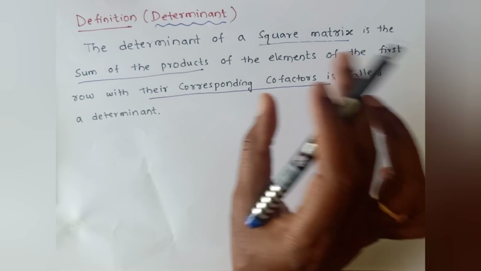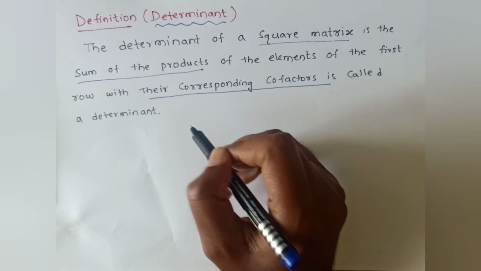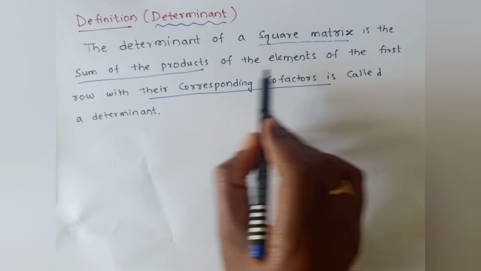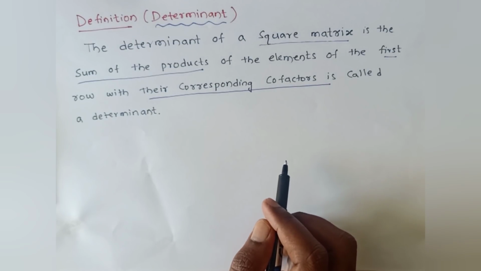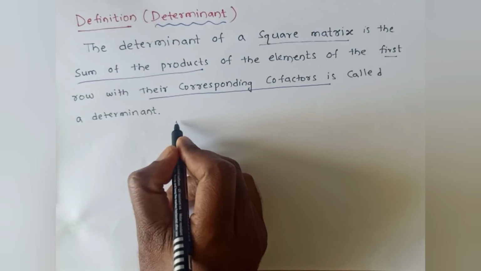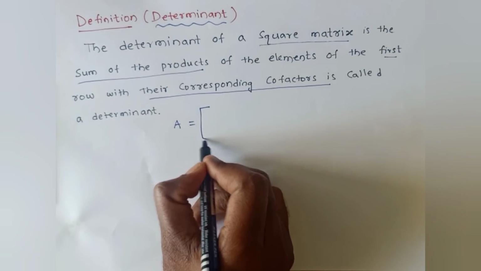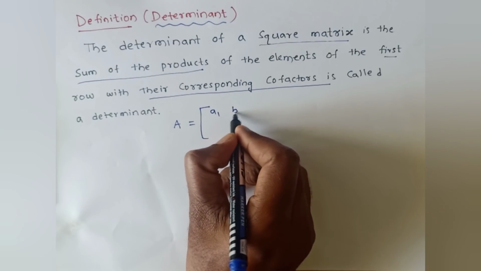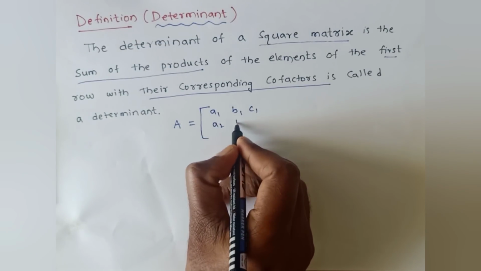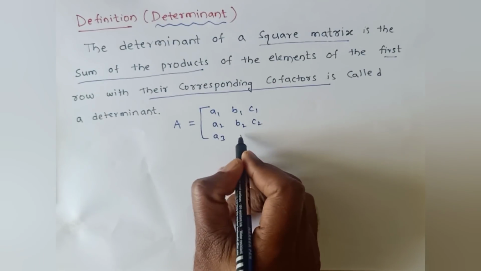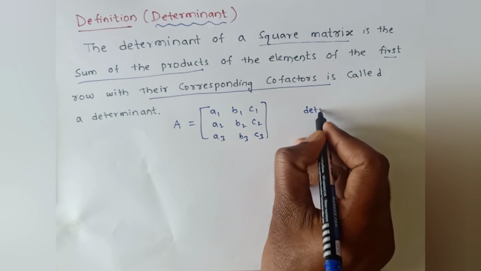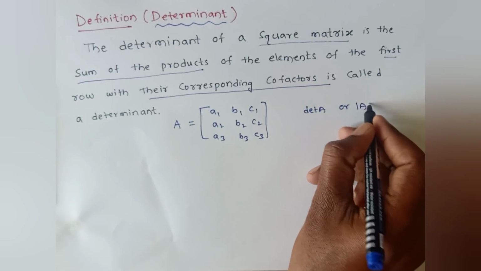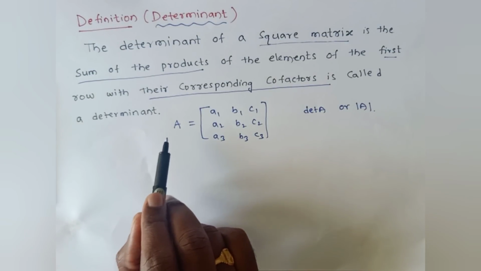Elements of the first row with their corresponding cofactors is called a determinant. The sum of the products of elements of the first row with their corresponding cofactors is defined as a determinant of a square matrix. So let us consider a square matrix of order 3 by 3: a1, b1, c1, a2, b2, c2, a3, b3, c3. The determinant of A is denoted by det A. Now we need to define the determinant of this matrix.